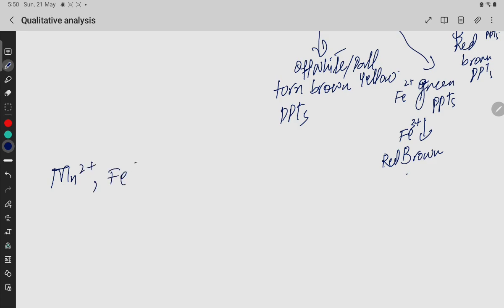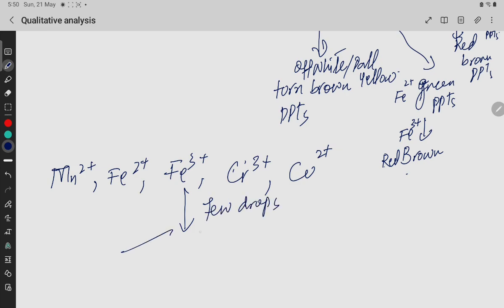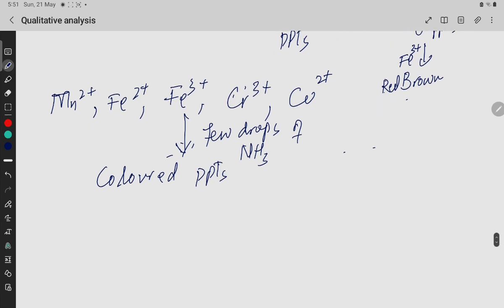Manganese 2, iron 2 positive, iron 3 positive, chromium 3 positive and copper 2 positive. With a few drops of ammonia solution, all form colored precipitates. When you add a few drops of ammonia solution, colored precipitates form with particular colors, and you should know the colors of these cations in your syllabus.